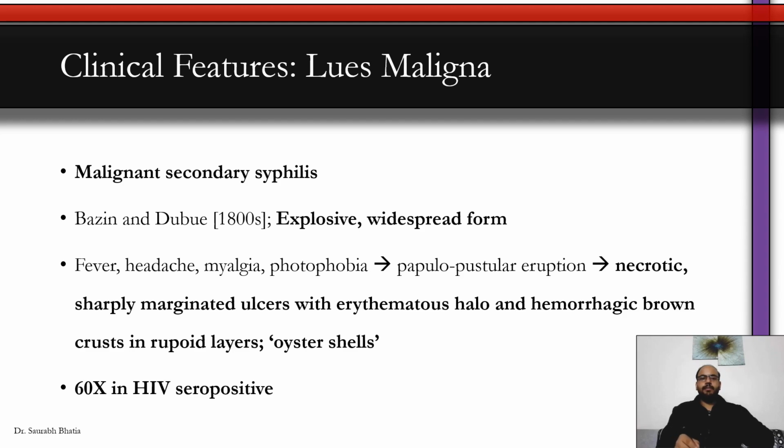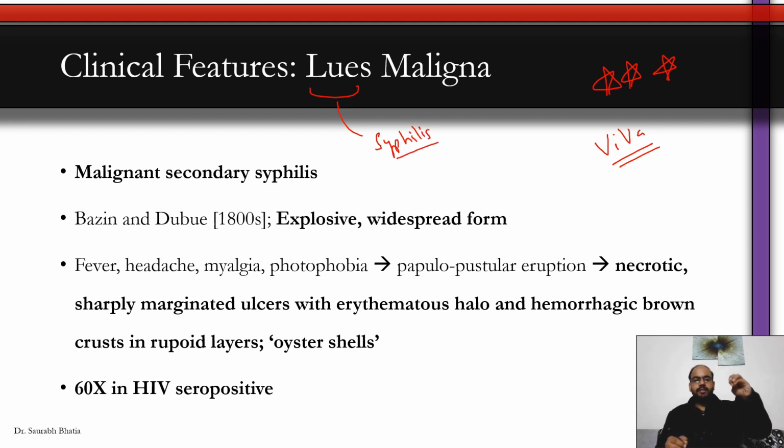Now, Lues maligna. Lues maligna is an important concept. Usually it is asked in vivas, or you may be asked in your paper 3 to write a short note on Lues maligna. Now, Lues is an older term for syphilis. When we say older term, it means before the disease was characterized as syphilis, it was known as Lues. So Lues maligna is another term for malignant secondary syphilis.